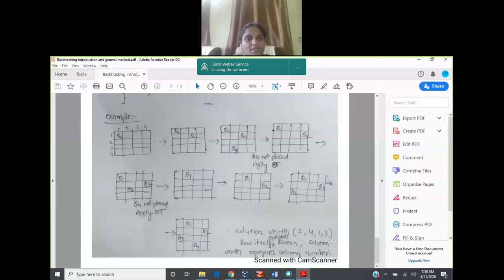So dear students, please make a note that each row itself represents the queen and the solution vector represents the columns. That means the first queen is placed in the second column. Each row itself represents the queen. So the first queen is placed in the second column, the second queen is placed in the fourth column, the third queen is placed in the first column, and the fourth queen is placed in the third column. So this is the solution vector for the 4 queens problem, 2, 4, 1 and 3.